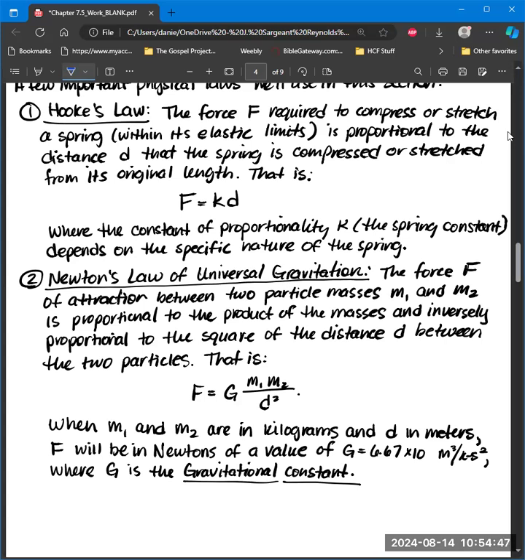So that distance that it's going to be stretched is going to be d. You'll see that distance as an s sometimes because of what we just did previously with length being an s. So you may also see f equals ks. That s is a distance as well. The constant of proportionality k, the spring constant, depends on the specific nature of the spring, but you'll be able to figure that out for that specific spring and then use it for the rest of the problem.